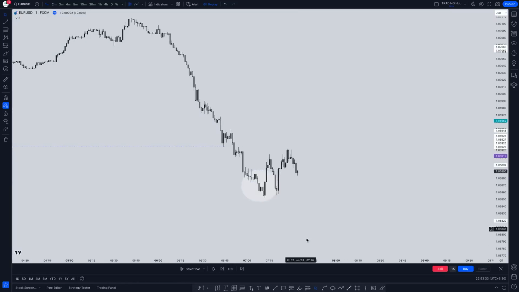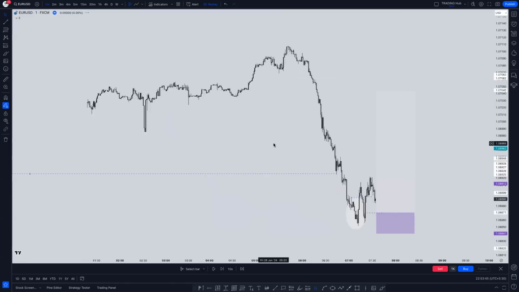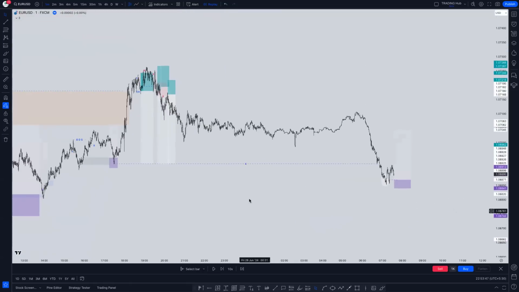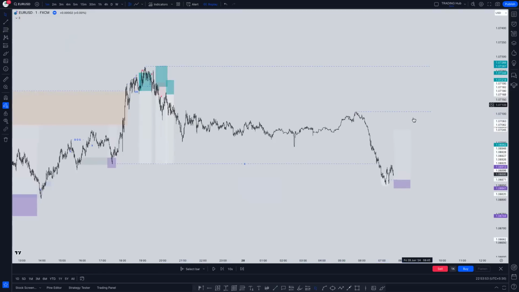Here we can see very clearly the inducement taken out, and the unmitigated order block is here. That means we can plan for the buy here and put the stop loss just below it, right? And where is the target? The target is the previous high. Where is our previous high? The main high is here, and this is our TP1 as per the internal structure. This is the first TP and this is the final TP here.